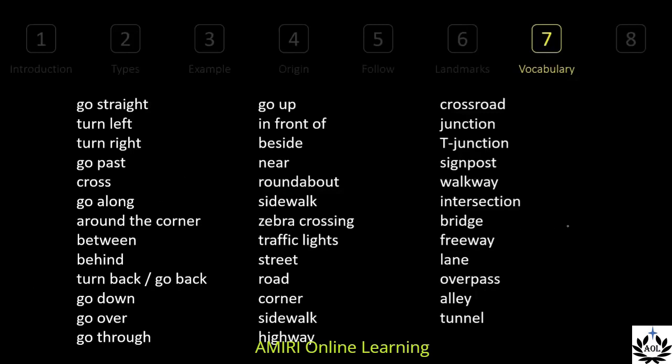What I want you to do is stop here and just copy all of them and see how they're used. If you don't want to do this, there's a vocabulary course also created which we have provided to you. You can look into it and all of them are explained in detail. Okay, see: go straight, turn left, go past, that means we go across, go along with something, right? Around the corner, between, behind, turn back, go back the same way.